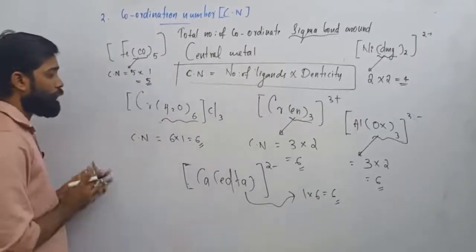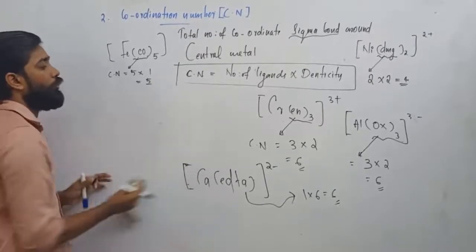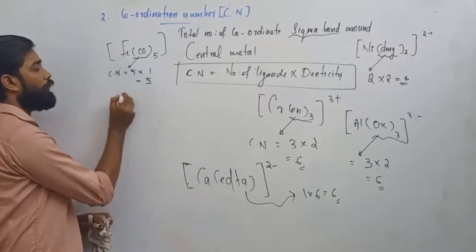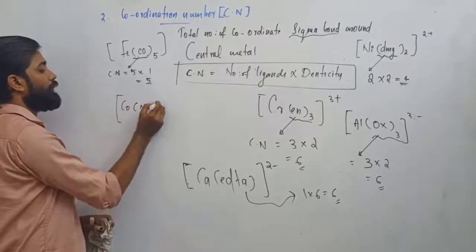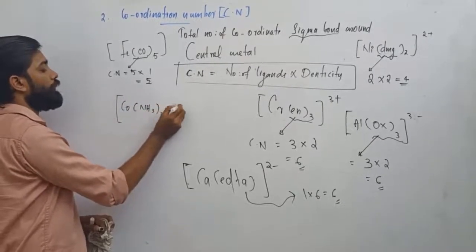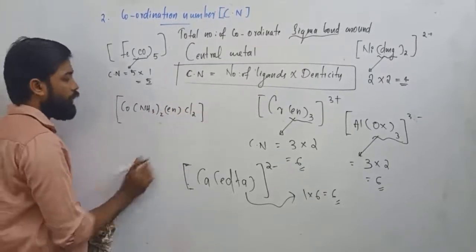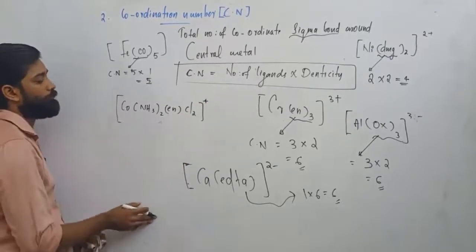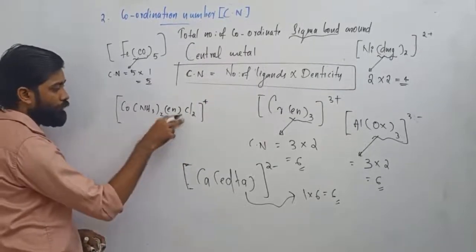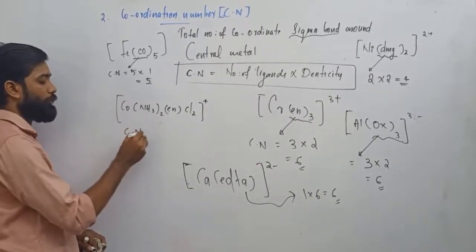Ready? I'll give you one more example. These all are homoleptic complexes, right? These all are homoleptic. Okay. I'll give you one example for heteroleptic. [Co(NH3)2(en)2Cl2]+. So this is a heteroleptic complex, fine. So we have two amines, two ethylene diamine, two chlorine, fine. So what is the coordination number?